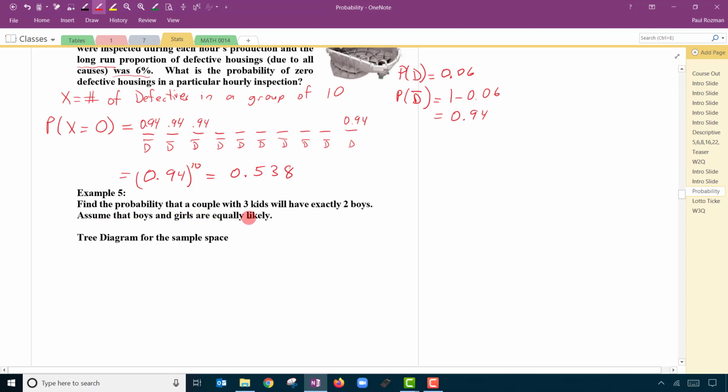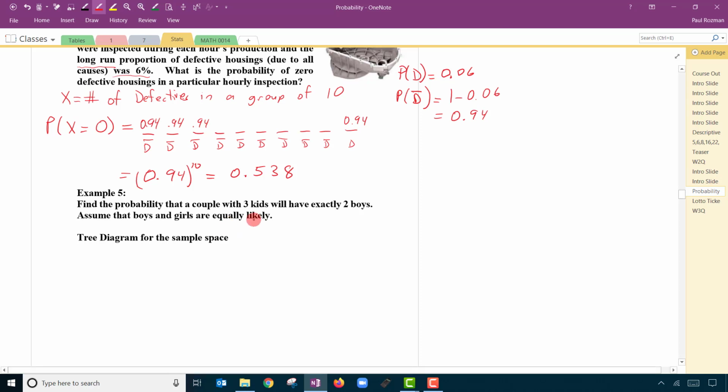A couple's going to have 3 kids. What's the probability that they have exactly 2 boys? Let's assume that boys and girls are equally likely. I'm not sure that they actually are. I think maybe girls are slightly more likely, but it's very slight. So I think we're okay to a couple decimal places anyway to make that assumption.